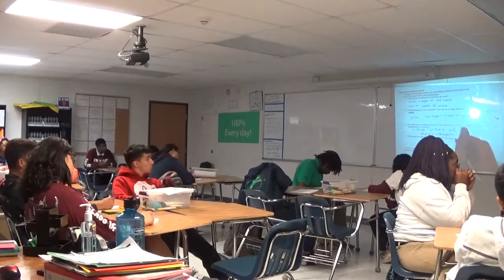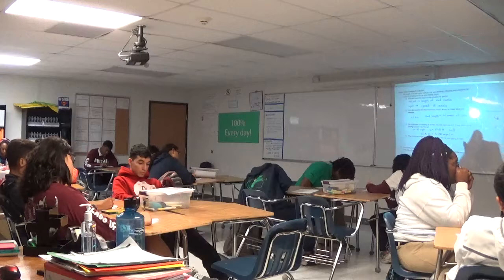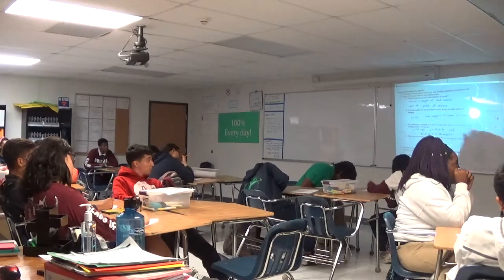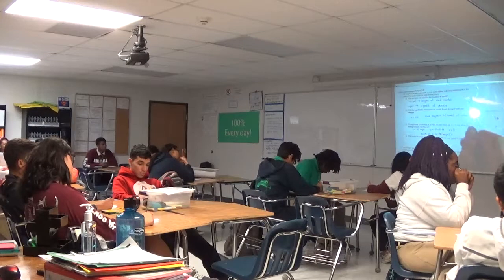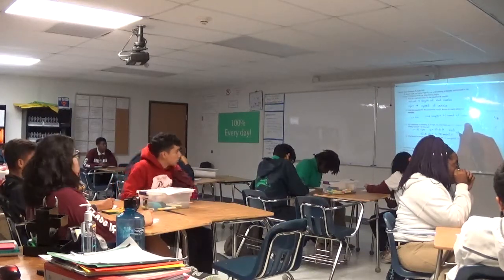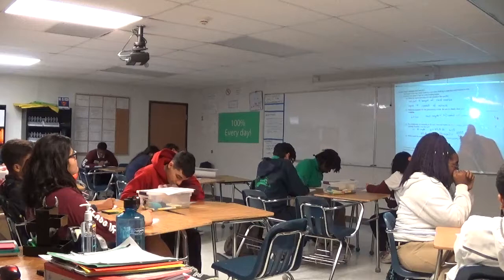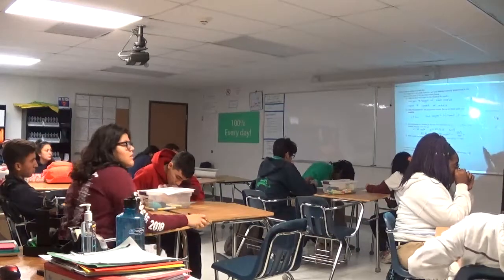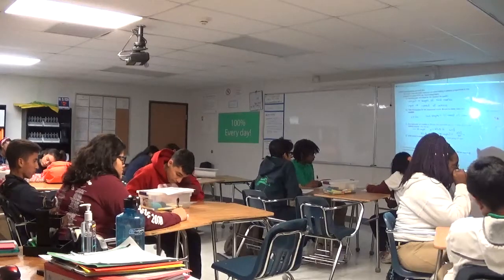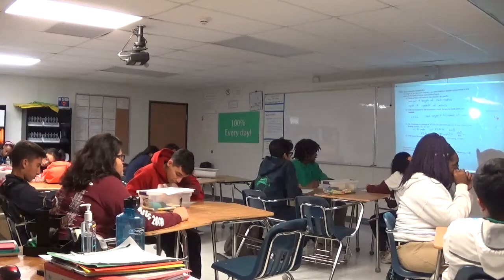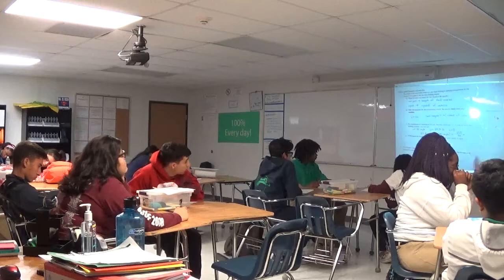So if we were to find this, we divide both sides by 30. 37.5 over 30 is 1.25.